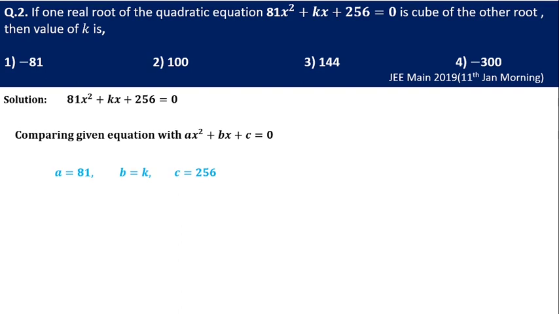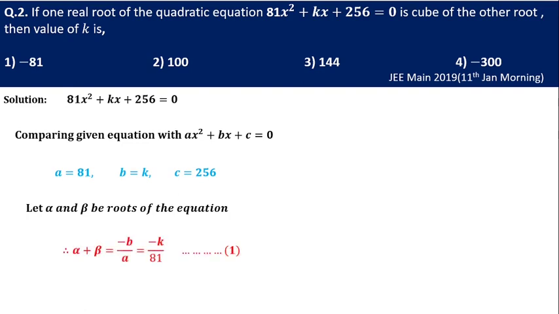Now this question is about the roots of the equation. So I assume alpha and beta are the roots of the equation. Then you can write alpha plus beta is minus b upon a. This was the formula we prepared as the sum of roots. Now what is minus b upon a? It is minus k and the value of a is 81. So you got it as minus k upon 81. Let it be equation number 1. One more formula we prepared was alpha into beta, which can be written as c upon a, and here it is 256 upon 81.